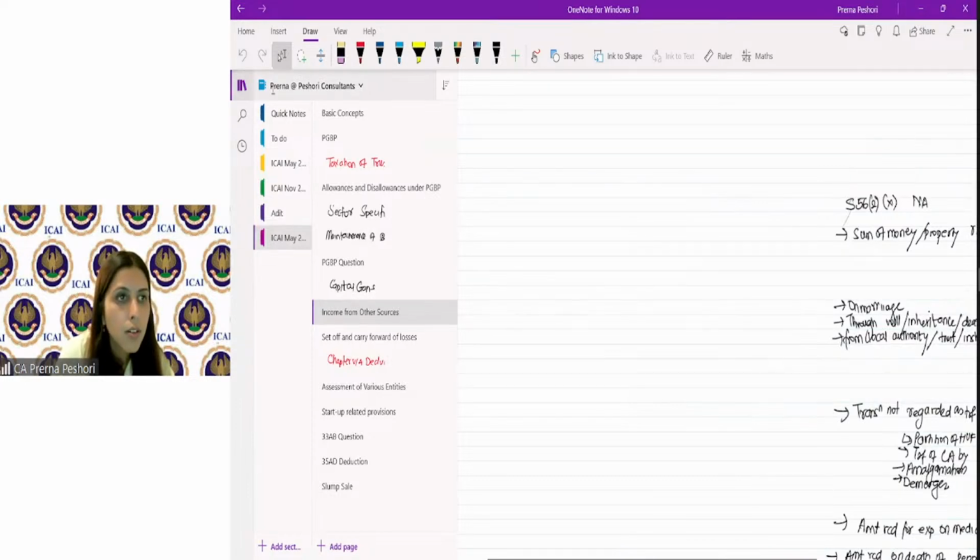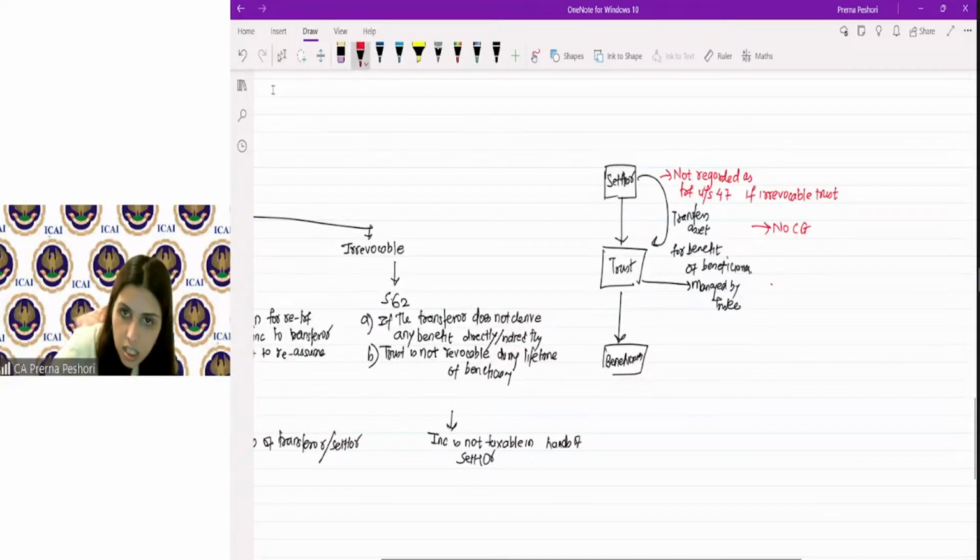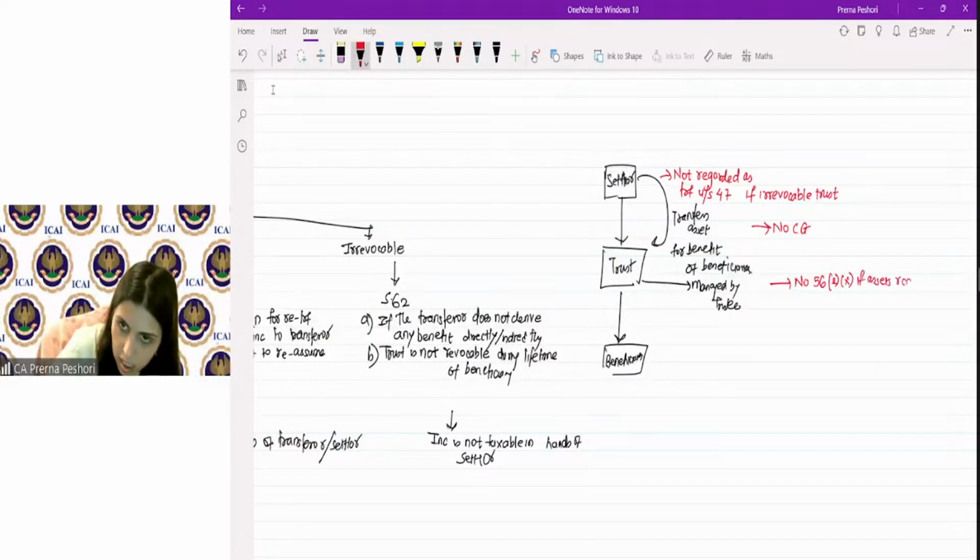Clear? So just write down over here, no 56(2)(10) if assets are received for the benefit of the relative beneficiary. Okay, if the assets are received for the benefit of the relative beneficiary.